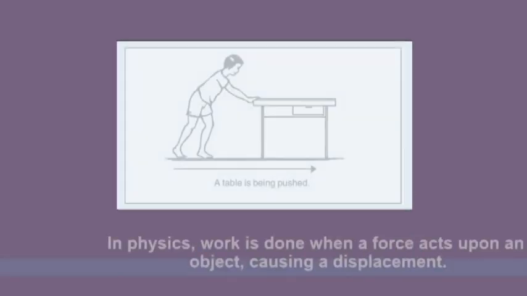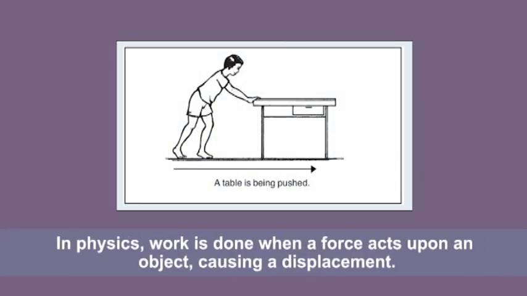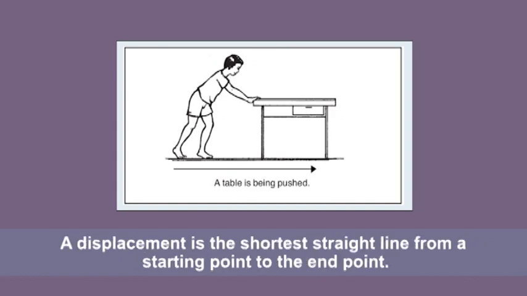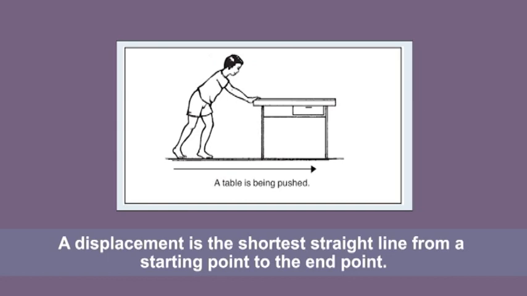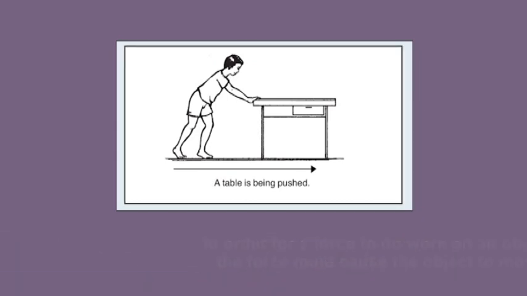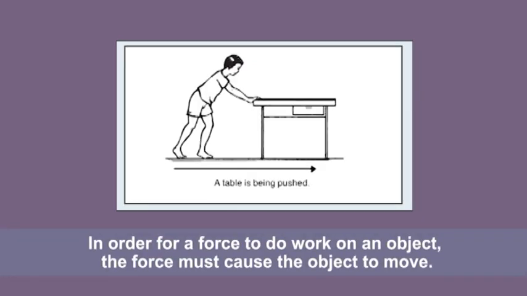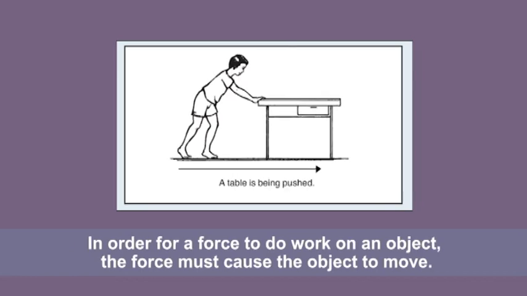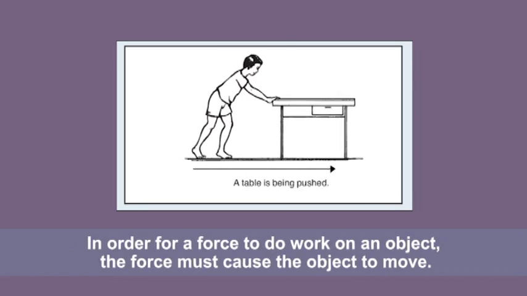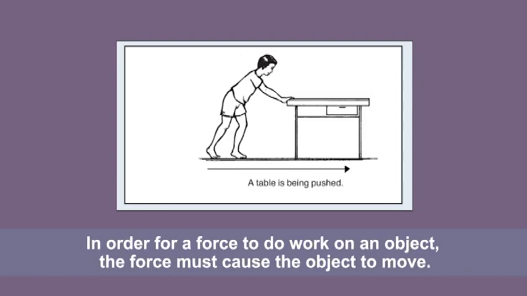In physics, work is done when a force acts upon an object, causing a displacement. A displacement is the shortest straight line from a starting point to the end point. In order for a force to do work on an object, the force must cause the object to move, or the object must be displaced.